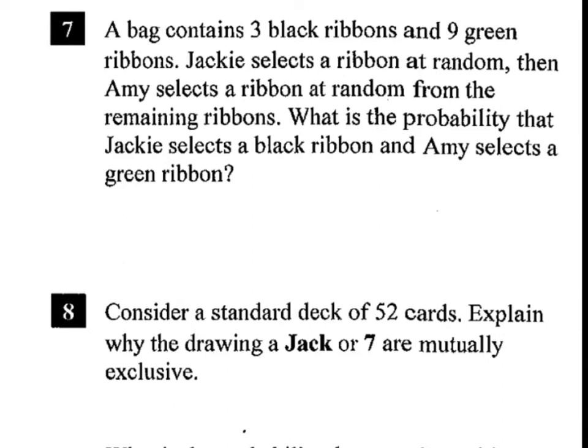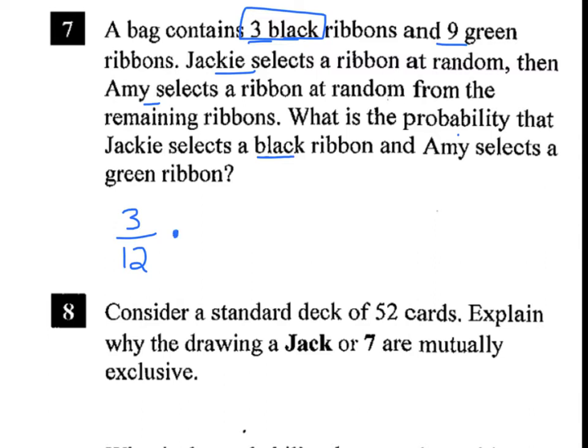Now we have a bag with ribbons in it. There are 3 black and 9 green. So I know there's a total of 12. First, Jackie's going to pick a ribbon, and then Amy's going to pick one from the ones that are left after Jackie takes one. So we're trying to figure out the probability that first Jackie selects a black one, so she's going first when all 12 ribbons are in the bag. At that point, there's 3 black ones. So 3 out of 12, 3 are black out of the 12 when Jackie chooses a ribbon.